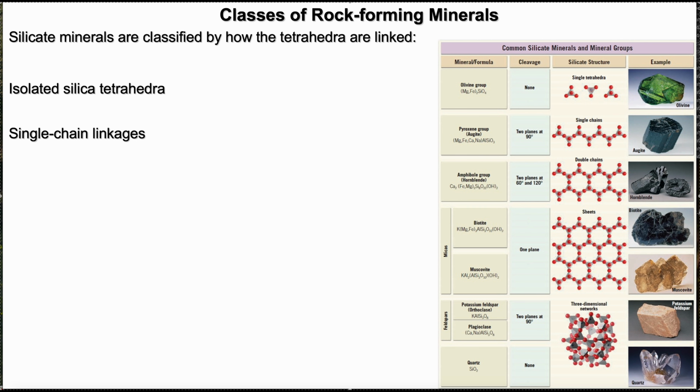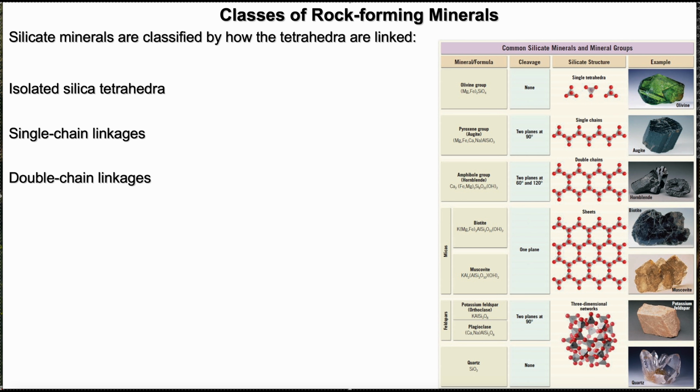Next up are single chain linkages. We're going to link these simple tetrahedra into a chain by sharing an oxygen at one corner of the tetrahedra. This is the pyroxene group, exemplified by the mineral augite here. This is an iron, magnesium, calcium, sodium aluminosilicate. It has two planes of cleavage at 90-degree angles.